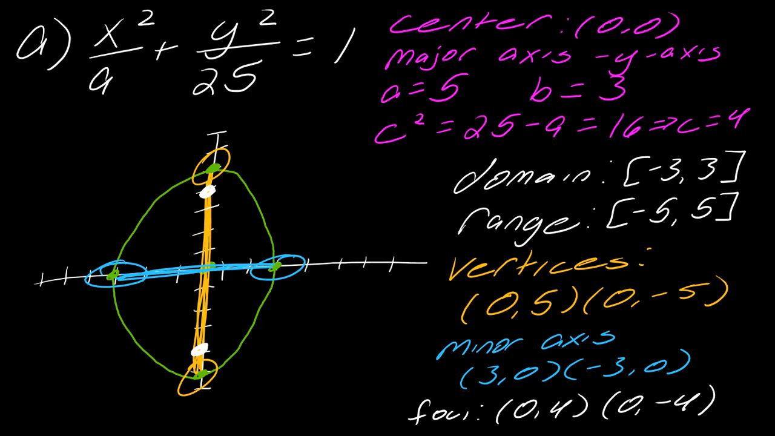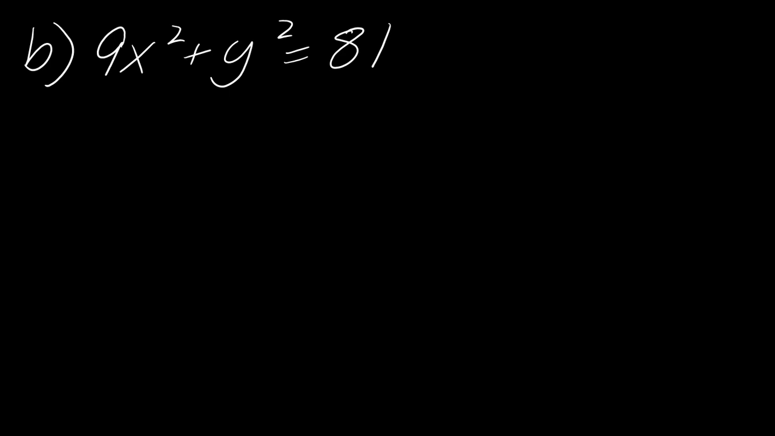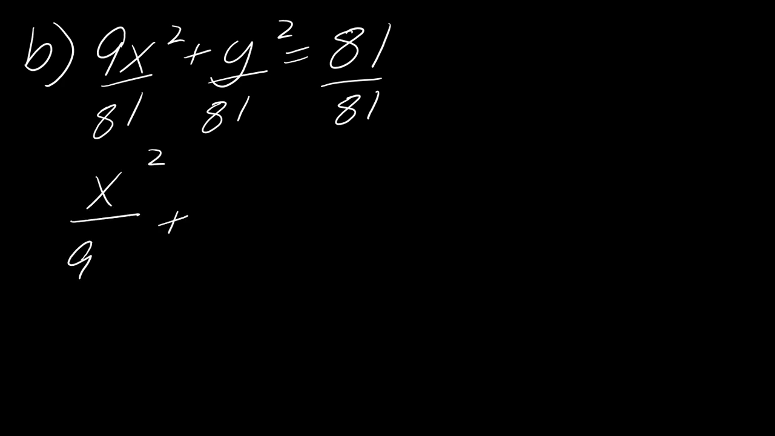Okay, so let's try another one. I've got 9x squared plus y squared equals 81. Notice this is actually not in the desired format. I wanted to just throw a curveball. You need this to be equal to 1. The easiest way to do that is to divide everything by 81, or whatever you need to turn this into a 1. Now I can rewrite this equation as x squared over 9 plus y squared over 81 equals 1. So there's my new equation.